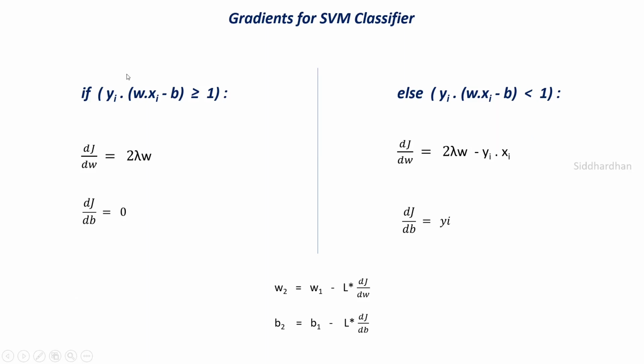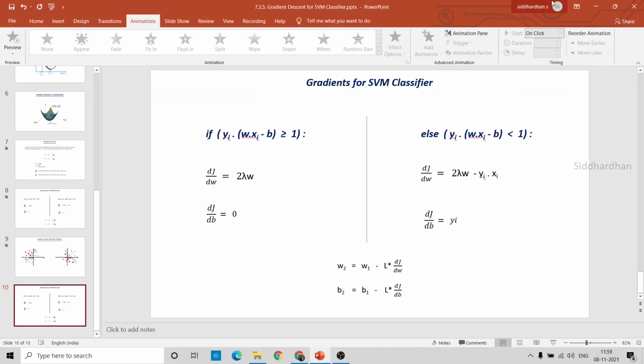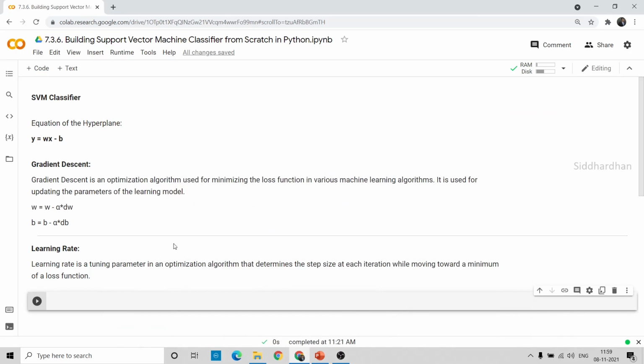So we have a condition here. If this condition is satisfied, we take this as our dw value and this as our db value. If this condition is not satisfied, then we will take this particular formula as our dw and this as our db values, and this is the same formula to update your weight and bias. We have discussed all these things. And here I have given the definition of a learning rate.